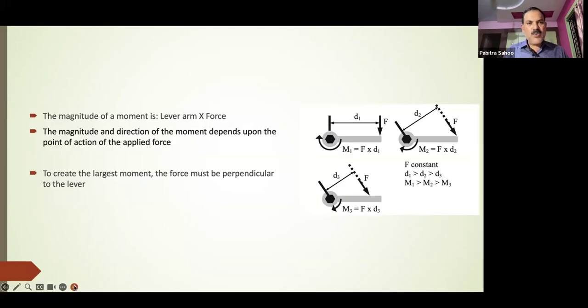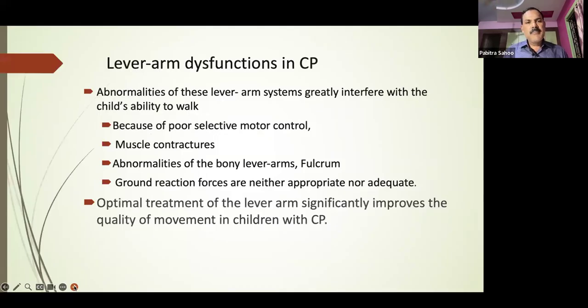So how is it correlated with cerebral palsy? We all know that the major disadvantage in CP is the movement. This is basically a movement disorder. The movement happens to the upper limb or to the lower limb. Since locomotion is the primary concern for parents, we'll discuss more about the lever arm dysfunctions in the lower limb.